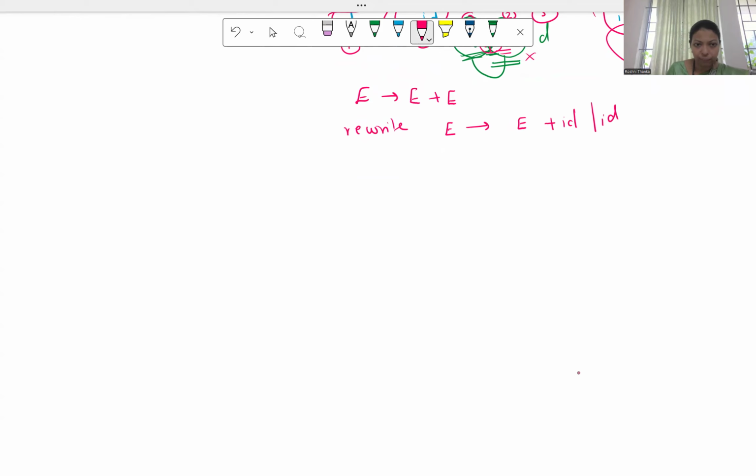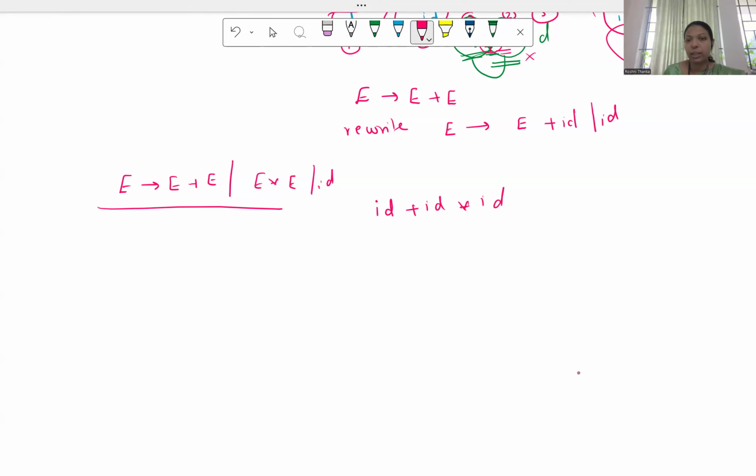To make you understand a little more, let me take another scenario. From the same grammar, what is the grammar? E tends to E plus E, E tends to E into E, or ID. This is our context-free grammar. From this grammar, I want to generate an output string like this: ID plus ID into ID. In the earlier example, we had only the plus operator. Now we have two operators. All are left associative, but you know the operator precedence. Multiplication has higher operator precedence than plus.